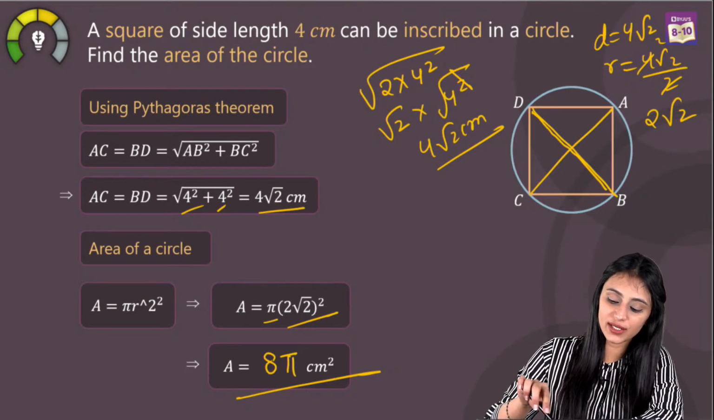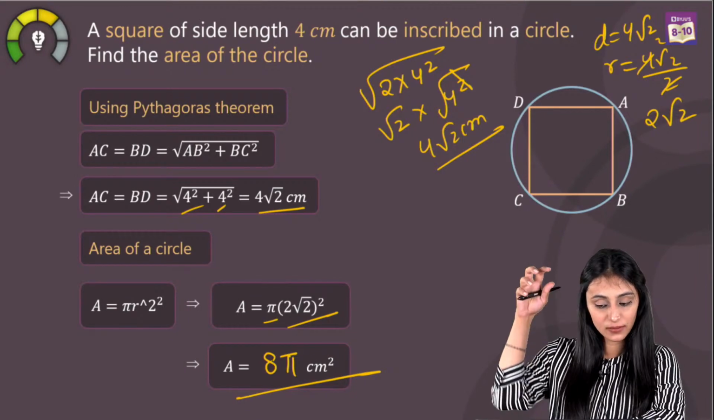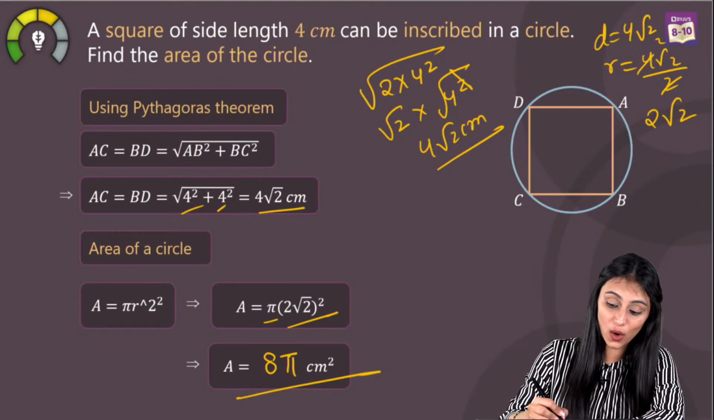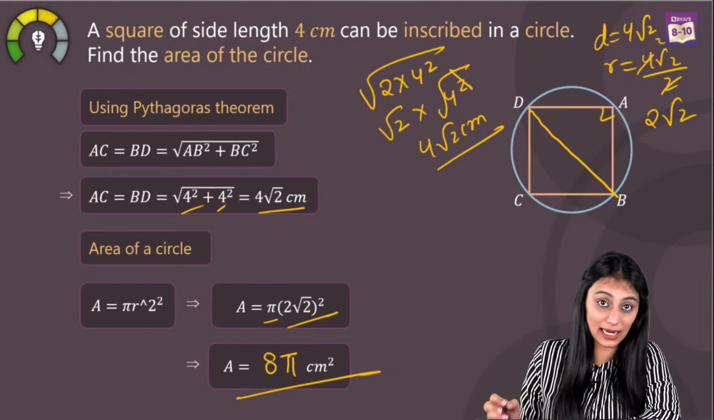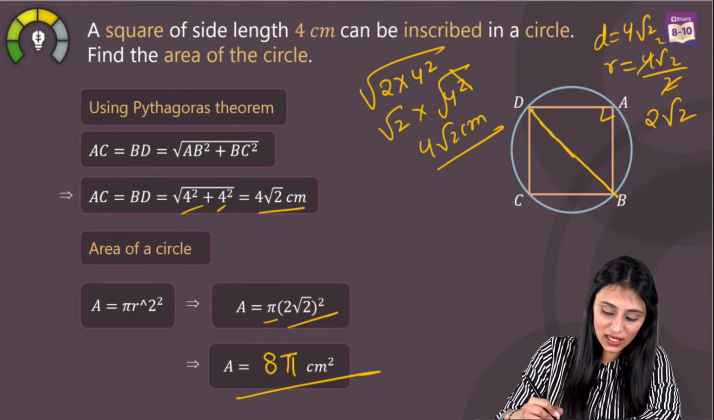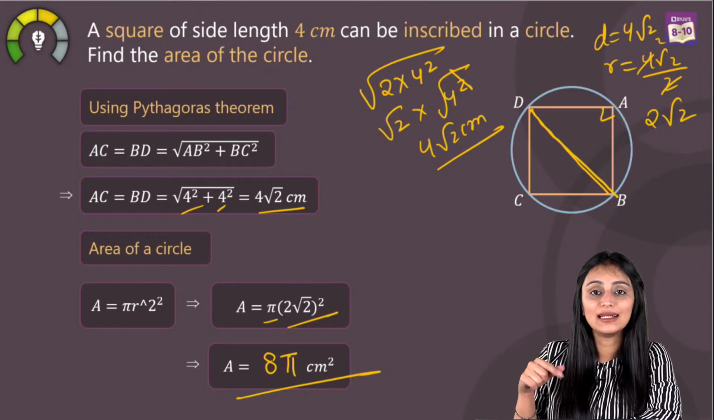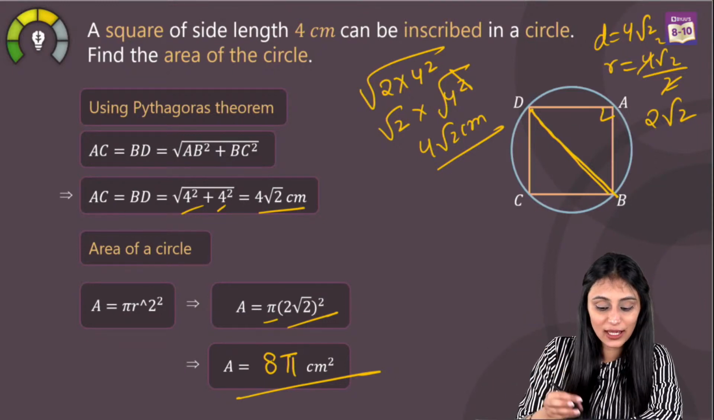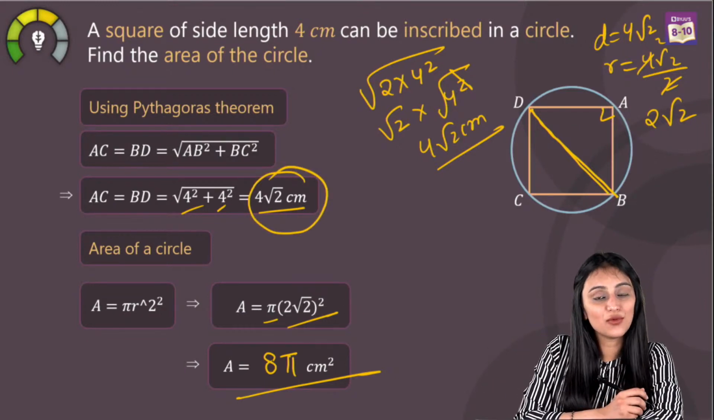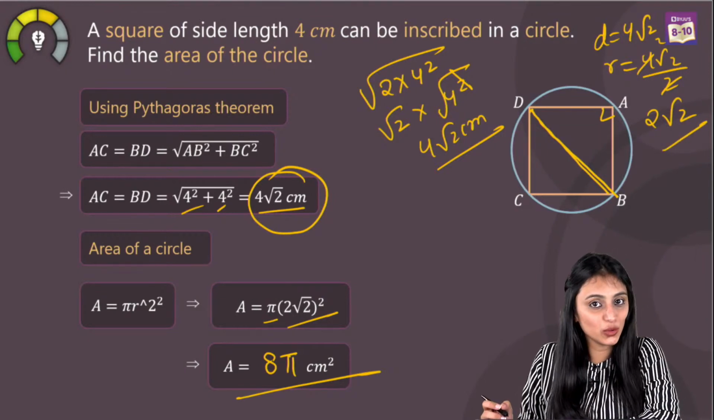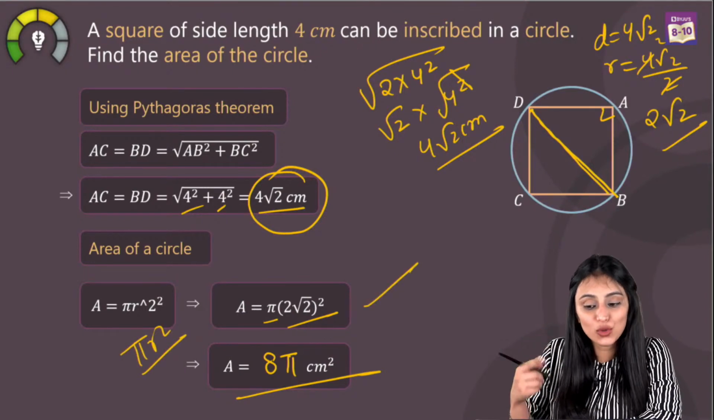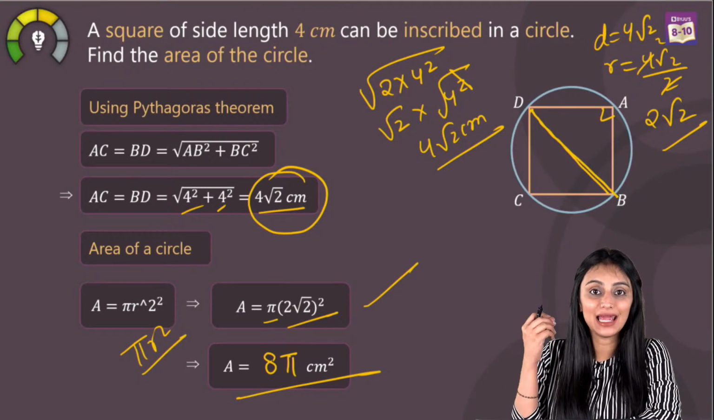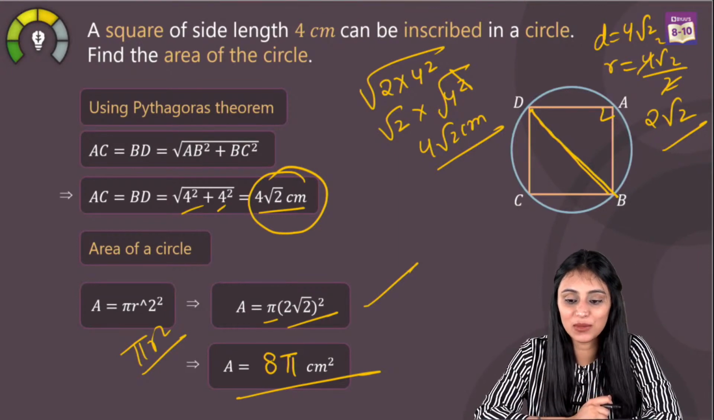So what we have done here is we have this circle and the square is inscribed in it. We got the value of the diagonal of the square using the Pythagoras theorem, since these angles are 90 degree. This diagonal, if you see carefully, is nothing but the diameter for the circle, correct? So we got the value of the diameter, that's 4 root 2. Half of it would be 2 root 2. That's the radius. You put that in the formula of area of circle, that's pi r square. So 2 root 2 square is nothing but 8. So 8 pi centimeter square is the answer.